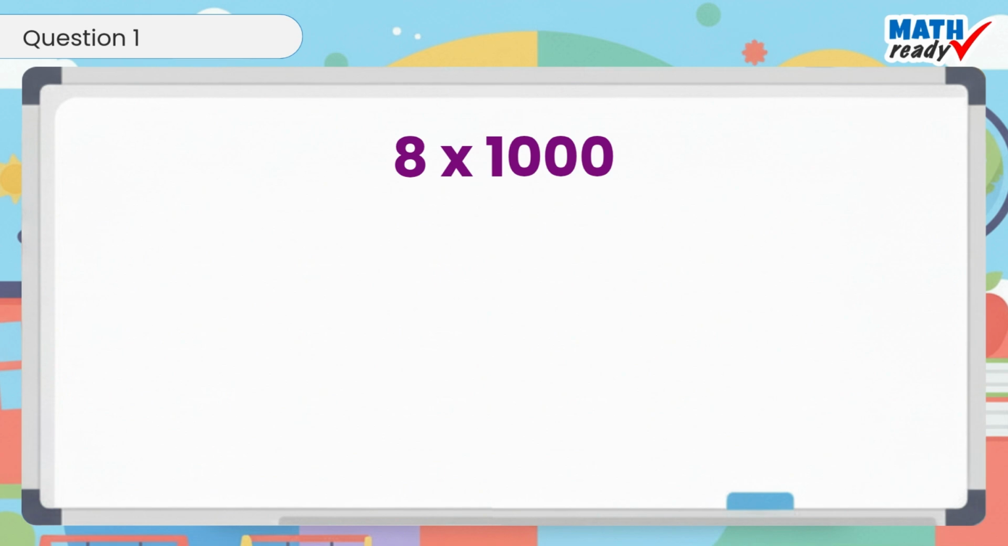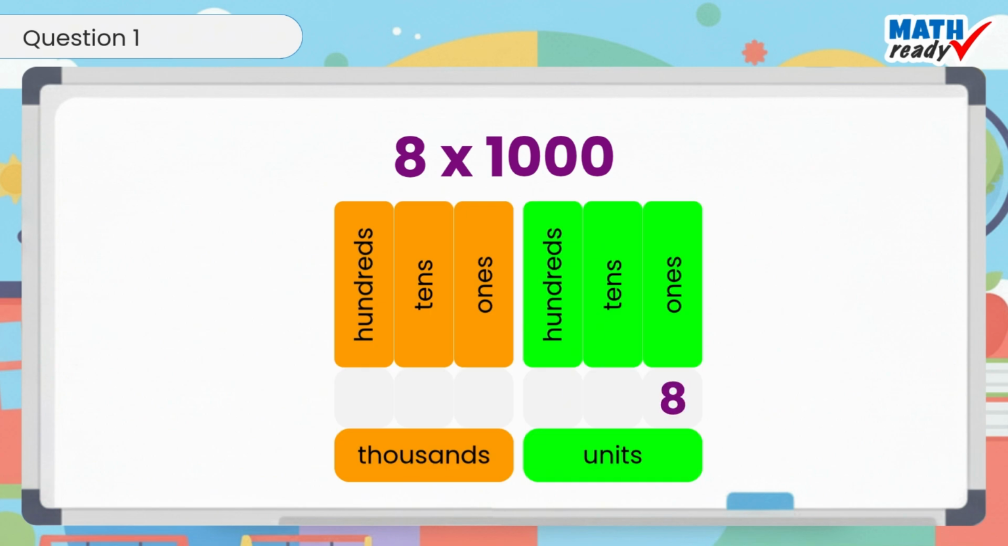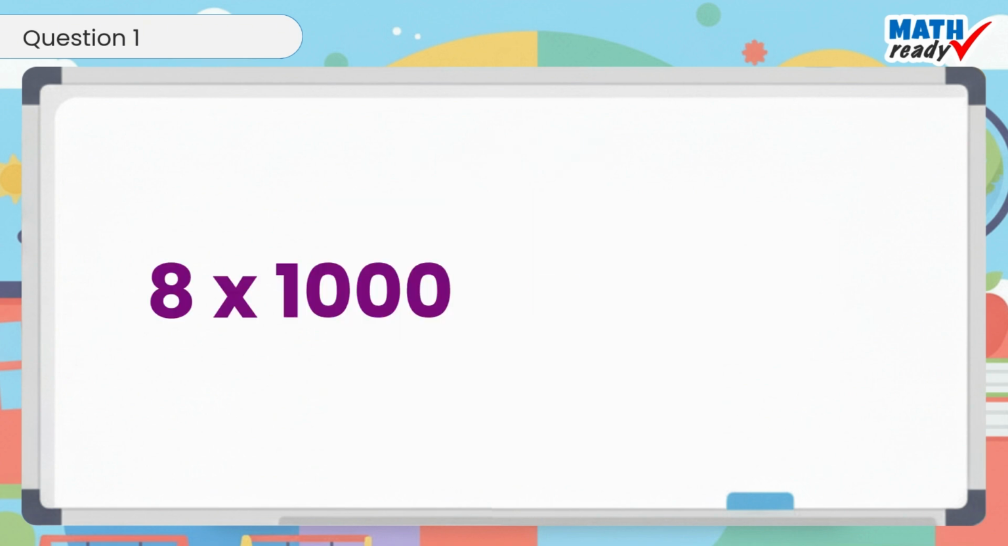Let's work through the first example together. 8 times 1,000. The 8 in the ones place moves 3 places to the left, past the tens and hundreds column and into the thousands column. We now have 3 empty columns, hundreds, tens, and ones, so we write 3 zeros. So the answer is 8,000.